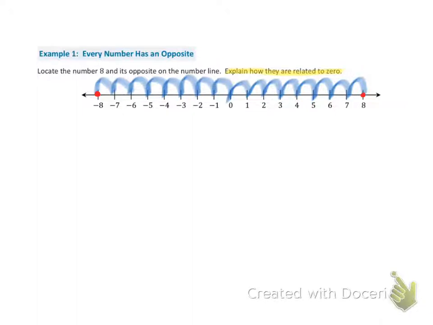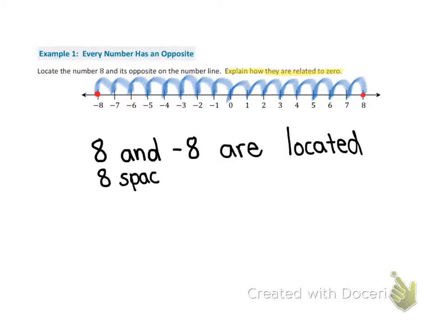And I need to explain how they are related to 0. 8 and negative 8 are located 8 spaces away from 0. That's how they're related. Just one is to the right and one is to the left.